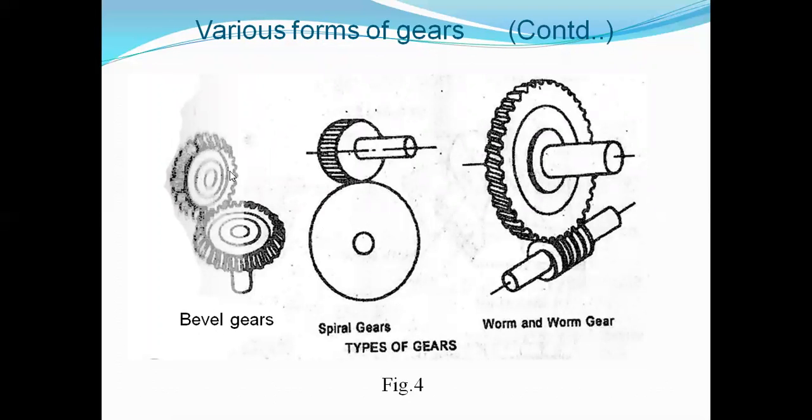Bevel gears. Observe here, in bevel gears the axes of the two shafts are perpendicular to each other. So these are used in our motor vehicles. The rear gear drives are bevel gears. Spiral gears and worm gears are used to transmit linear motion to rotary motion. We are using worm gears. Okay.